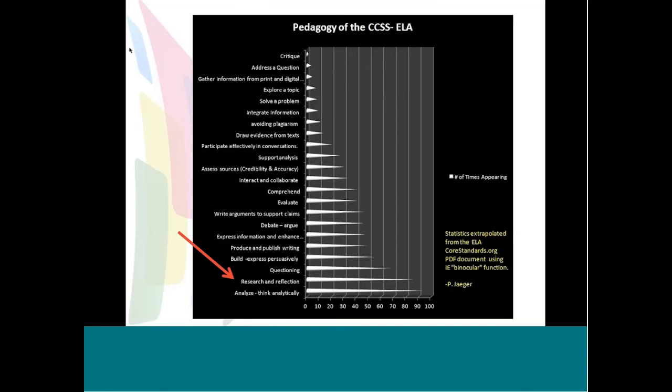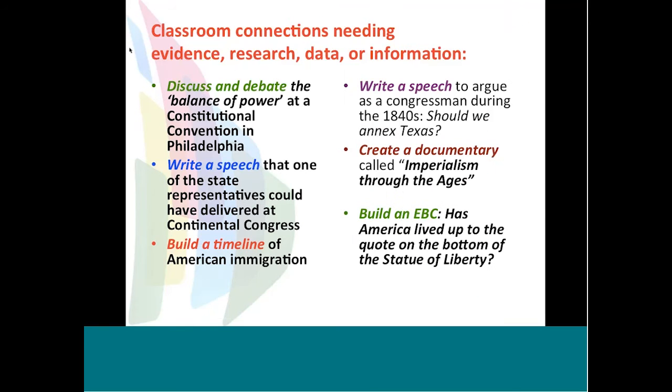You say, of course, avoiding plagiarism, but integrating information, solving a problem. Well, let's take a look. In discussion and debate, it could be something like, discuss and debate the balance of power at a constitutional convention in Philadelphia. Is that student-centered? And guess what they need for that? They need information. They need to research to be able to speak intelligently.